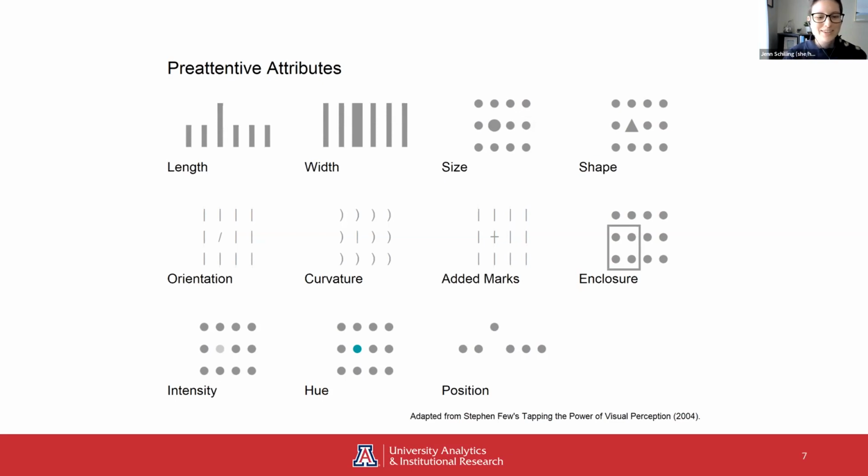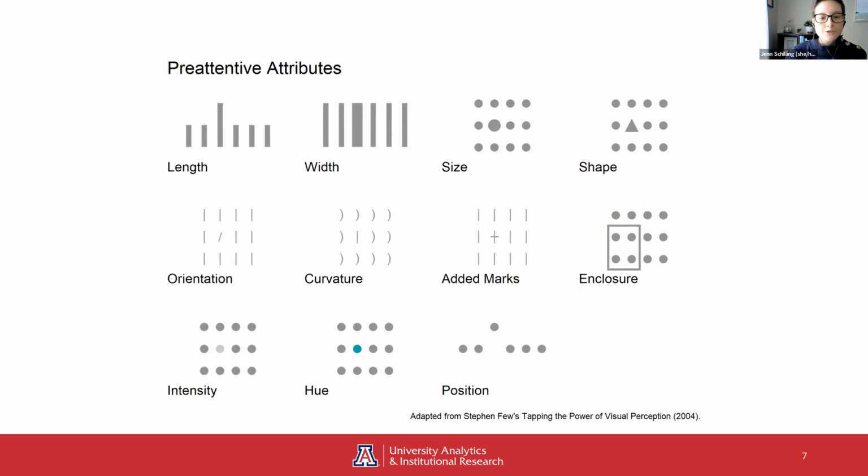There's actually, I think, 12 different pre-attentive attributes because I skipped motion on here, but here are 11: length, width, size, shape, orientation, curvature, added marks, enclosure, intensity or saturation, hue, and position. So in each of these examples, you'll immediately see the element that is different, whether it's longer, a different shape, oriented differently, has an extra mark, or is a different color. Your eye is just drawn to it. You don't have to search for it.